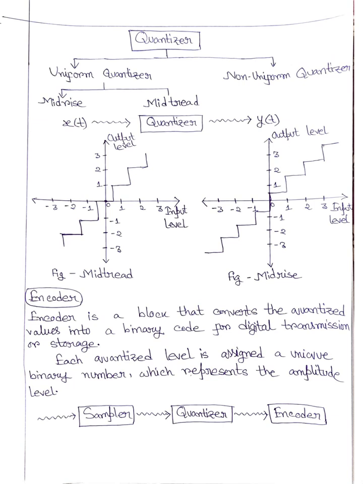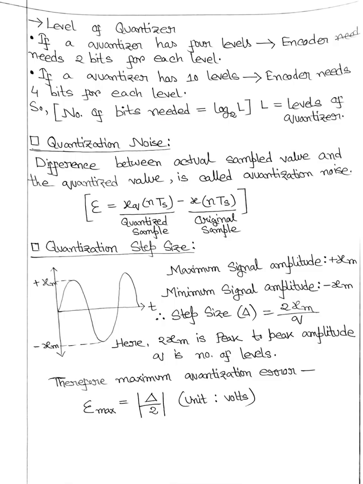Next, the encoder. The encoder is a block that converts the quantized values into a binary code for digital transmission or storage. Each quantized level is assigned a unique binary number, which represents the amplitude level. So the signal first travels to the sampler, then to the quantizer, then the encoder. In the next slide, here is the level of the quantizer. If a quantizer has 4 levels, the encoder needs 2 bits for each level. If a quantizer has 10 levels, the encoder needs 4 bits for each level. So the number of bits needed is log base 2 of L, where L is the number of levels of the quantizer.